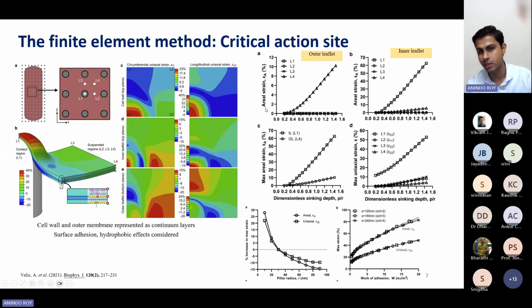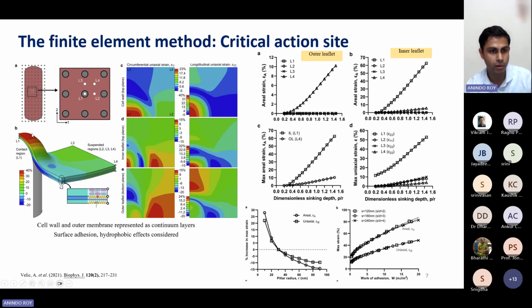So as that occurs, as you can see, the areal strain in the outer leaflet increases much more significantly at the L4 point compared to L1, L2, or L3, which tells us that in the outermost bacterial cell wall layer, the maximum areal strain occurs at L4. But if you look at the inner leaflet, the inner layer, you will see that the maximum areal strain occurs at L1, which is at the pillar apex.